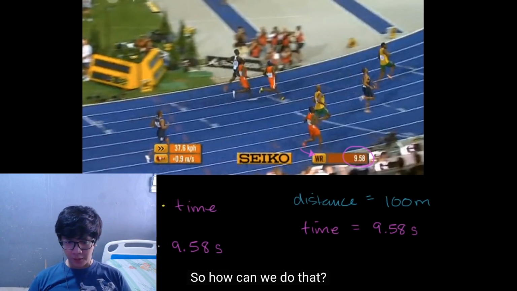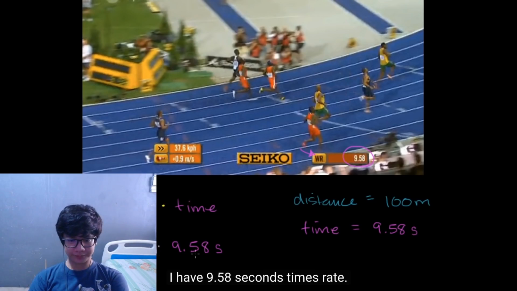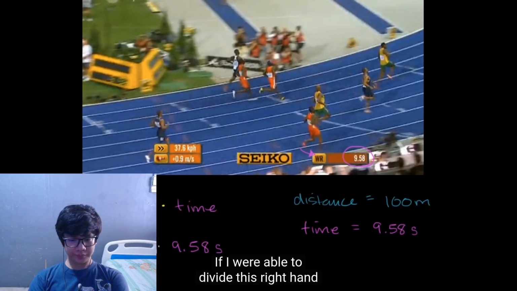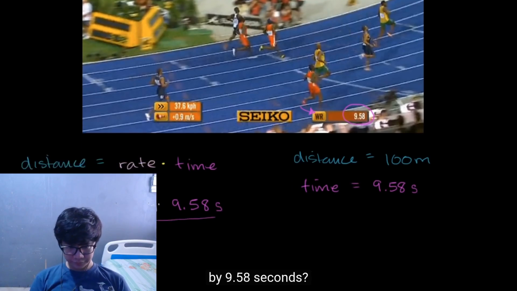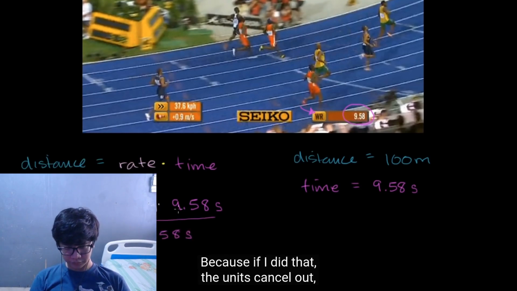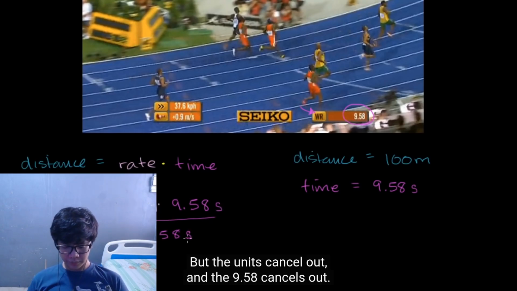So how can we do that? Well, if you look at this right-hand side of the equation, I have 9.58 seconds times rate. If I were able to divide this right-hand side by 9.58 seconds, I'll just have rate on the right-hand side, and that's what I want to solve for. So you say, well, why don't I just divide the right-hand side by 9.58 seconds? Because if I did that, the units cancel out, if we're doing dimensional analysis, don't worry too much if that word doesn't make sense to you, and the 9.58 cancel out.